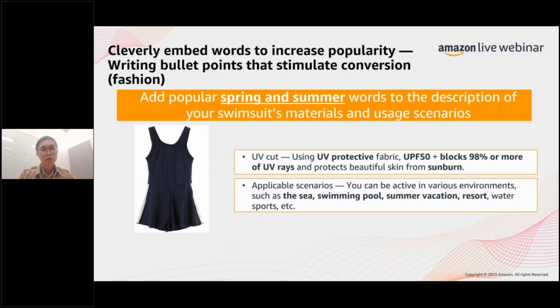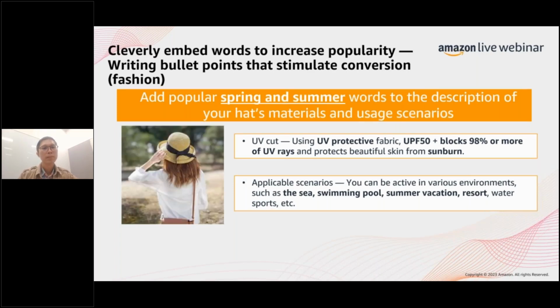For example, if you are selling in the fashion category, some of the things you can mention with regard to the season are UV protection, etc. Okay, I hope that gives you an idea on how else you can optimize your product listing further.